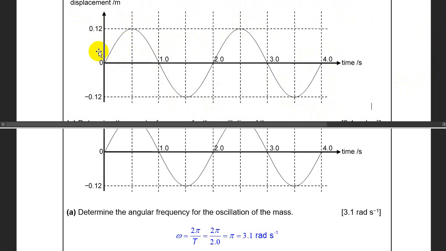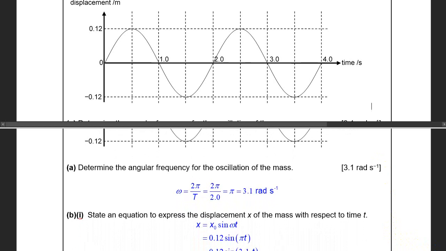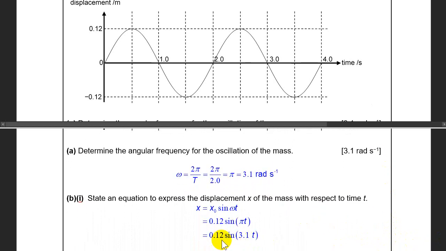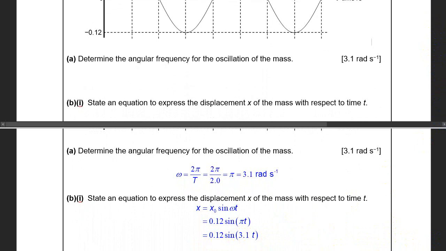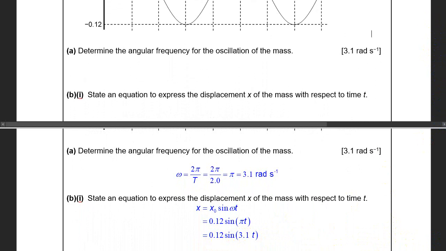So this is going to be a sine graph. So your x will be 0.12 sine omega t. And omega is, we have just found, 3.1. So there will be 0.12, the amplitude, times sine 3.1 t. So that's part B. That's the equation for the simple harmonic motion.